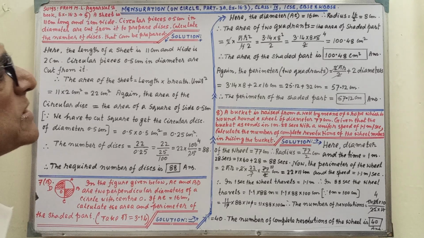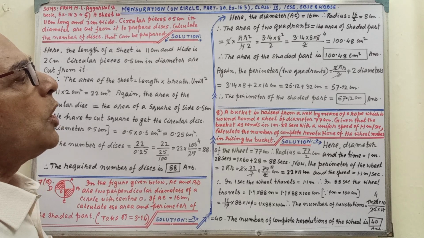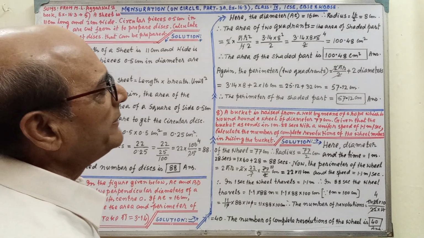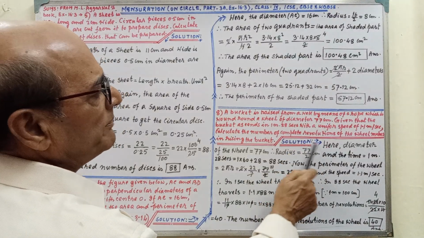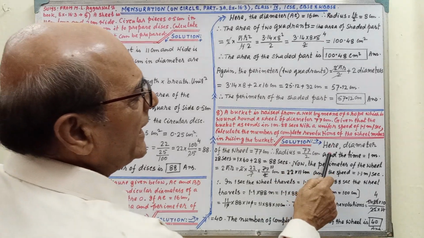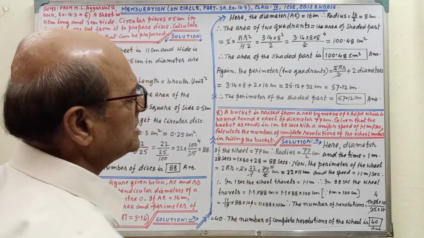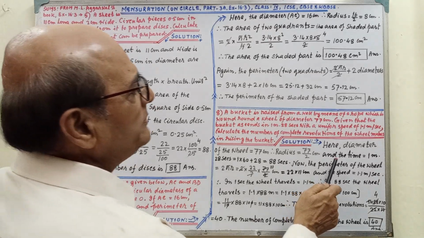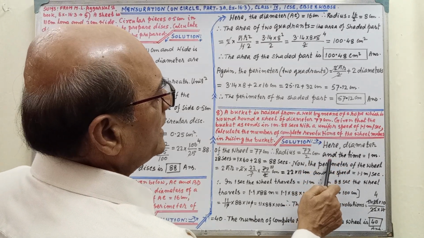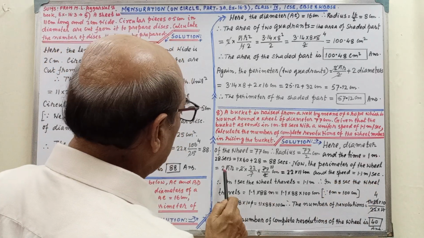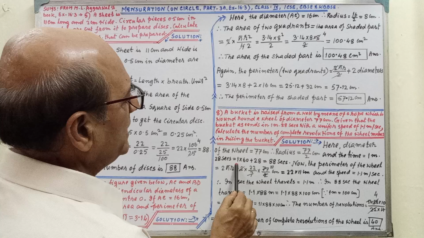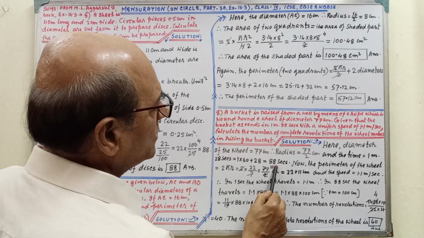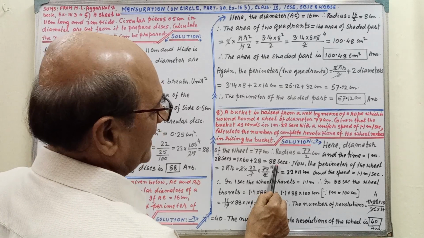A bucket is raised from a well by means of a rope which is wound round a wheel of diameter 77 centimeters. Pay your attention to the solution. Here the diameter of the wheel is 77 centimeters. Therefore the radius is 77 by 2 centimeters. The time is also given here: 1 minute 28 seconds. 1 minute is 60 seconds, and 28 seconds. By adding and simplifying, we are getting a total of 88 seconds.